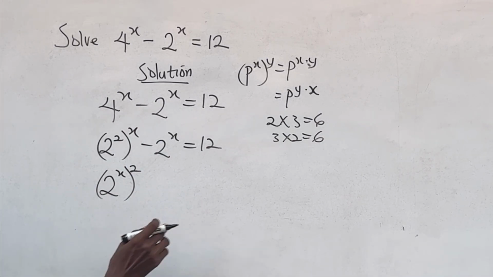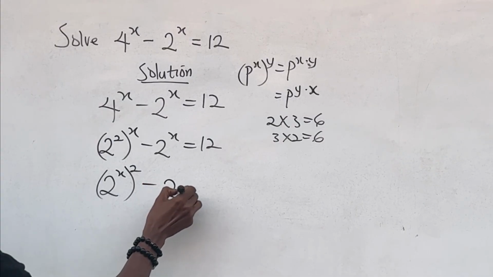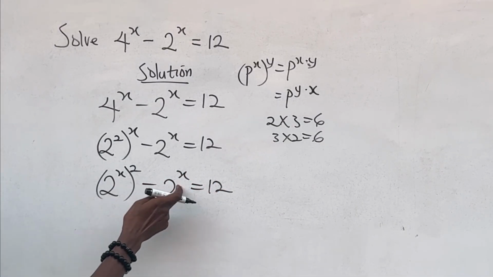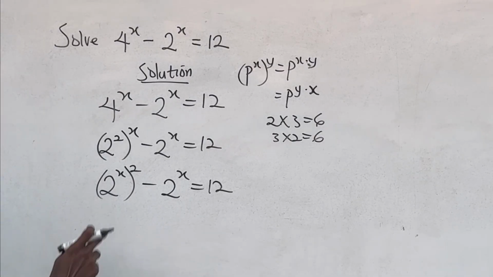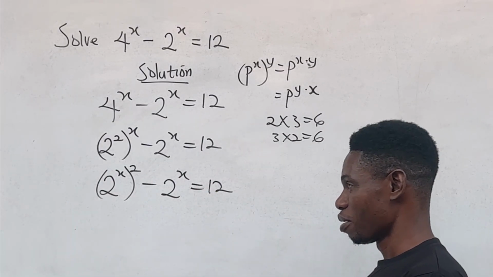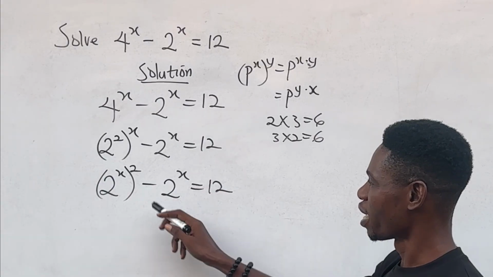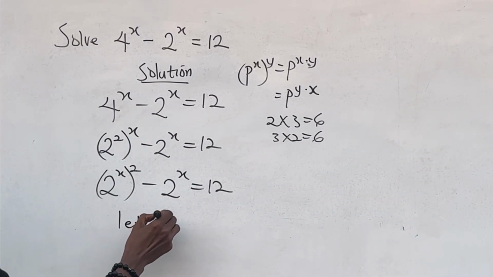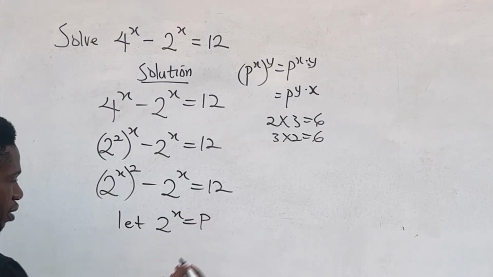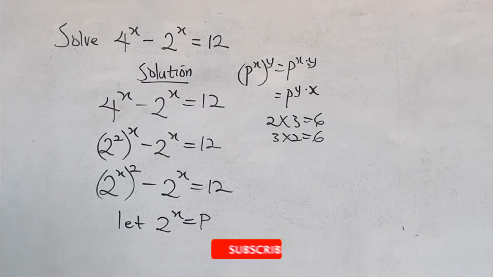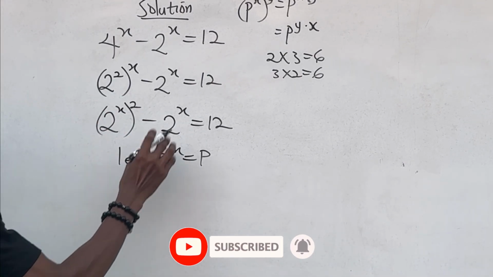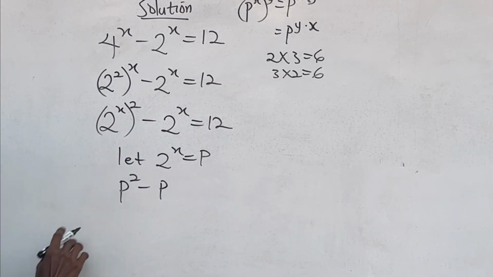But now, one thing we've achieved is that, okay, let's go on first. Minus 2 raised to the power x also equal to 12. Now, if you look at these two, they are the same. So we can proceed from here by making 2 raised to the power x another variable. So let's do it this way. Let 2 raised to the power x equal p. So we can say this is p squared minus p equal to 12.